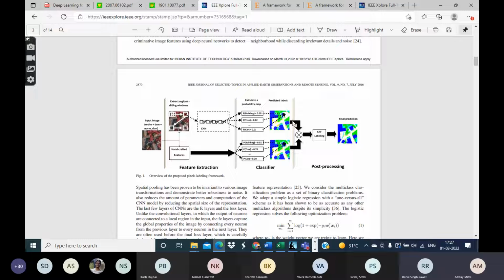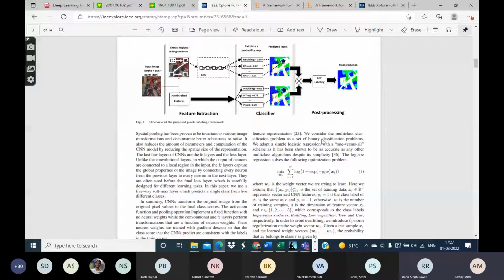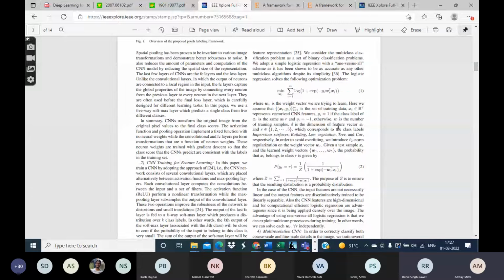What exactly the conditional random field does is beyond the scope of this discussion. But basically, you can say that given a test sample xt and learned weight vectors, the probability that the sample xt belongs to a particular class is given by a particular formula. So it is doing pixel level prediction. Each xt is talking about one particular pixel, which is represented by all its features, right?